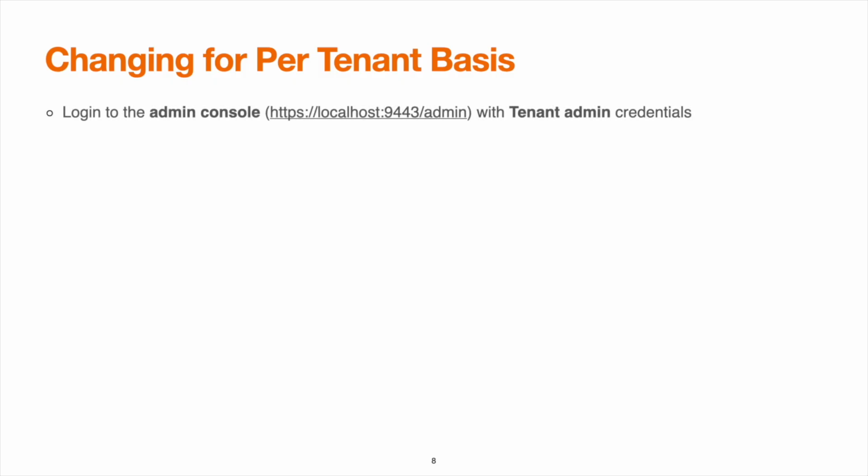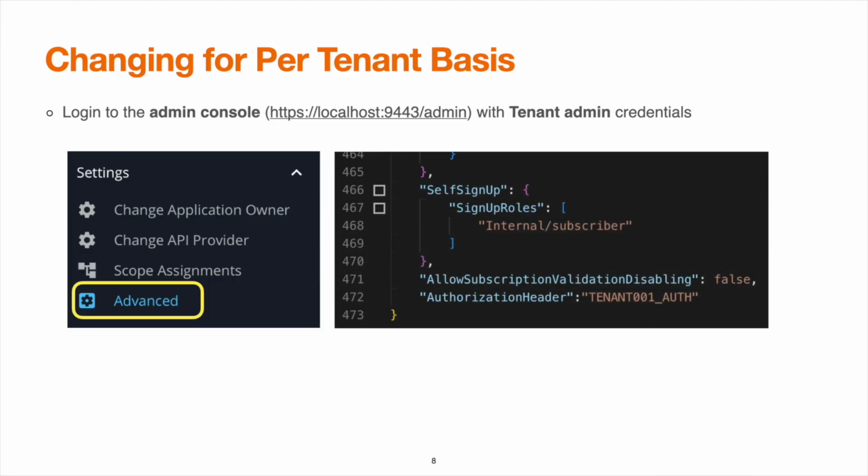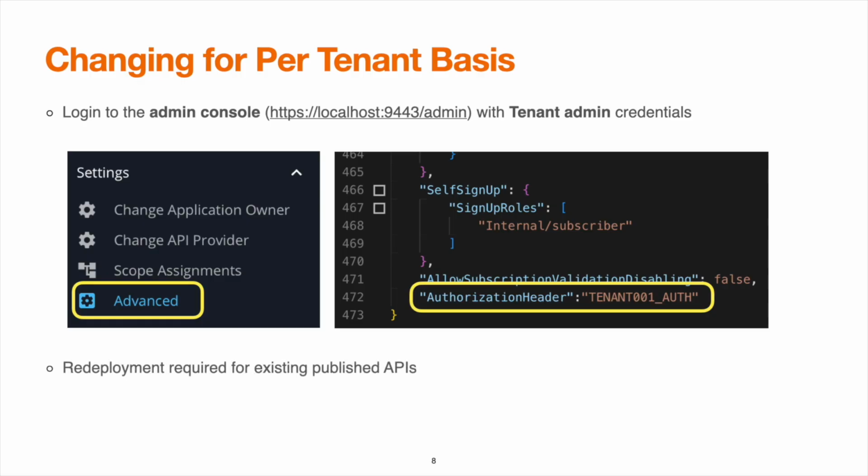For changing on a per tenant basis, there is a separate way of doing the thing. First, the tenant admin must log into the admin console, which is typically the host name followed by the port number and the /admin context. The tenant admin navigates to the advanced configurations, and then to a section at the bottom, and provides the authorization header text with the value. Here I have provided a sample value for reference purposes, and after making the changes, this configuration must be saved. And if there are already deployed APIs in that particular tenant, they must redeploy all the existing published APIs.